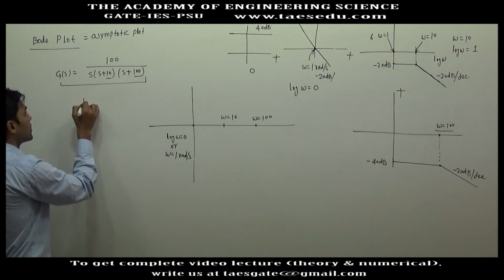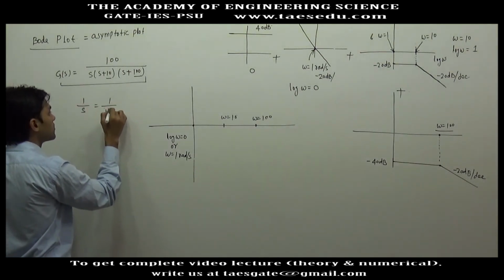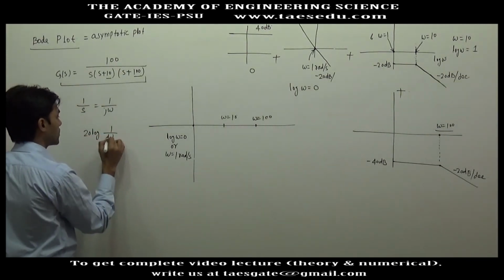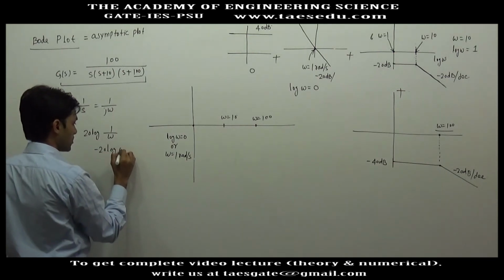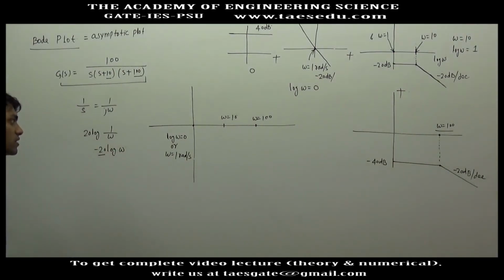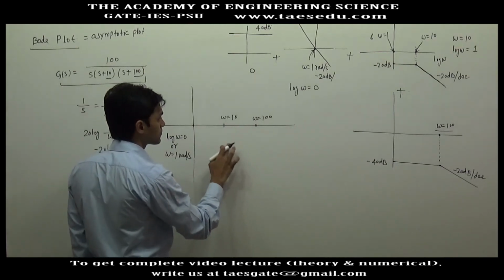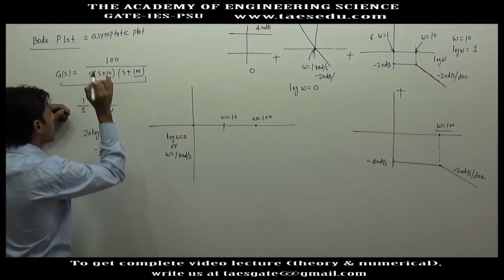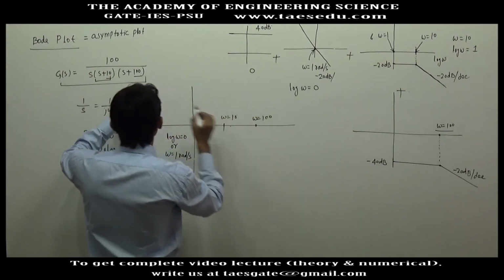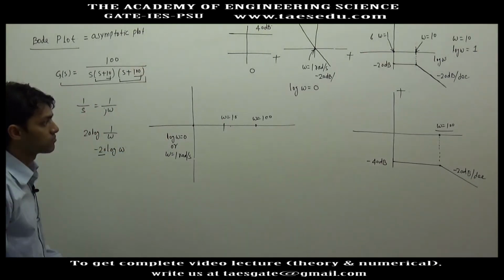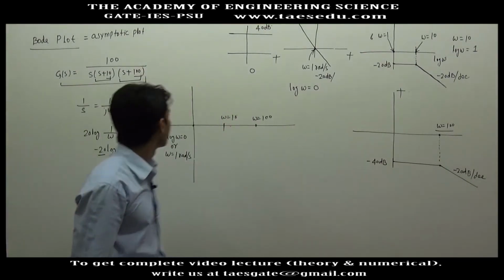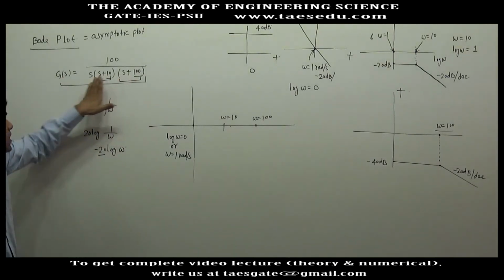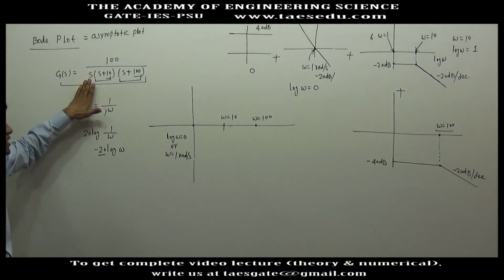And the 1 upon s term always gives 20 log 1 upon omega. This always gives a slope of minus 20 dB per decade. So after omega equal to 10, this will give a slope of minus 20 dB. After omega equal to 100, as we observed in this graph, this will start giving a slope of minus 20 dB, and you have an initial slope of minus 20 dB.